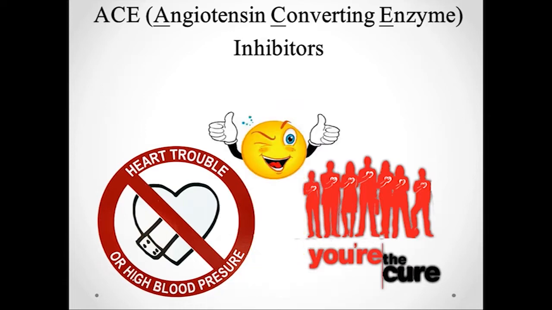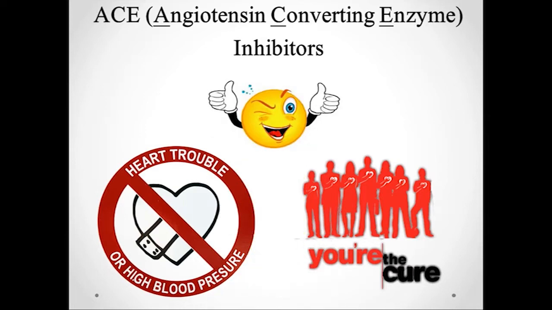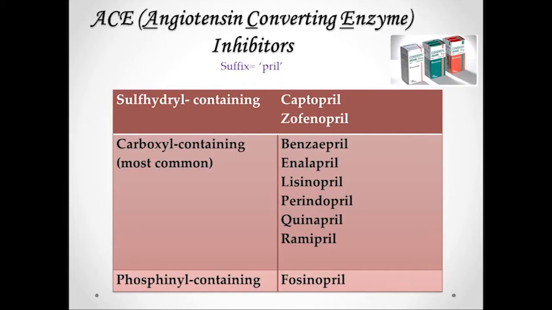ACE inhibitors are the most commonly prescribed antihypertensive drug for patients under 55 years old. It is also clinically used for treatment of cardiovascular diseases and diabetic and non-diabetic neuropathies. Several variations of ACE inhibitors are currently available in the market. There are three major classes of ACE inhibitors, which include sulfhydryl, carboxyl, and phosphinol-containing drugs.